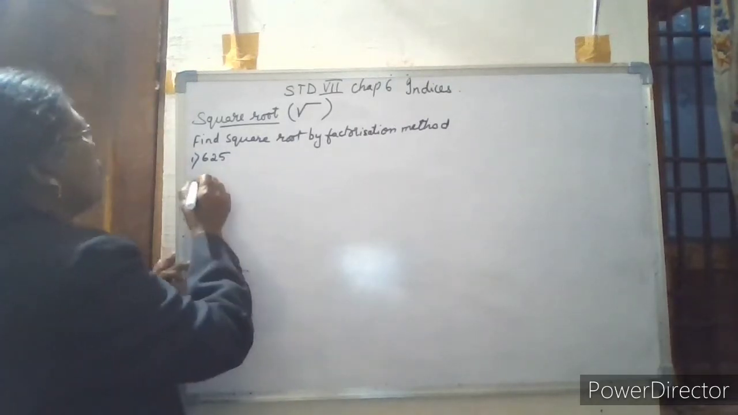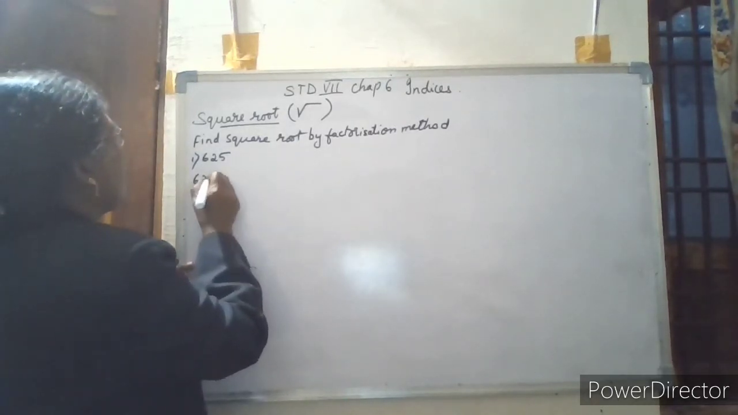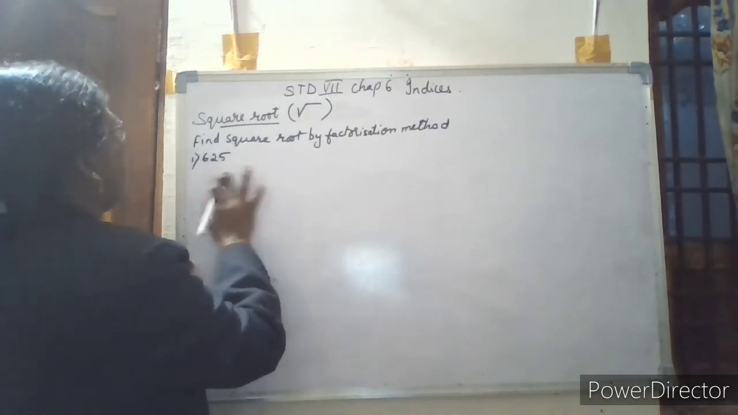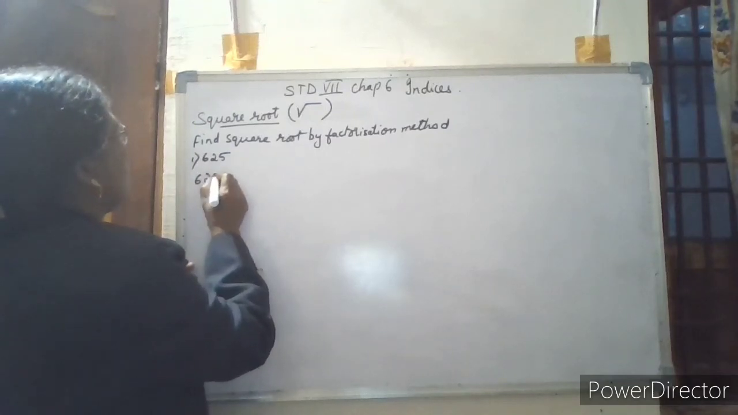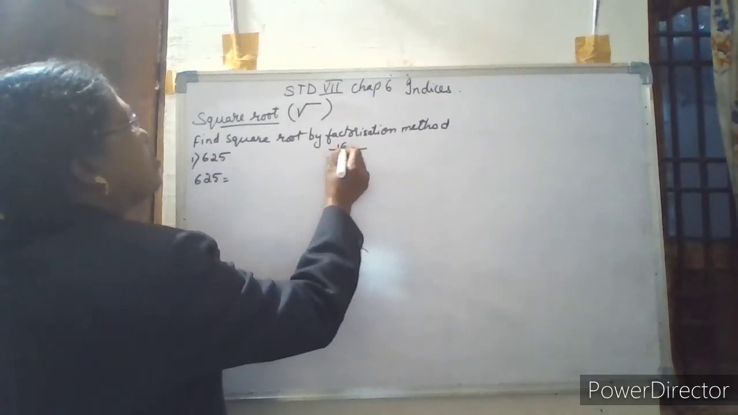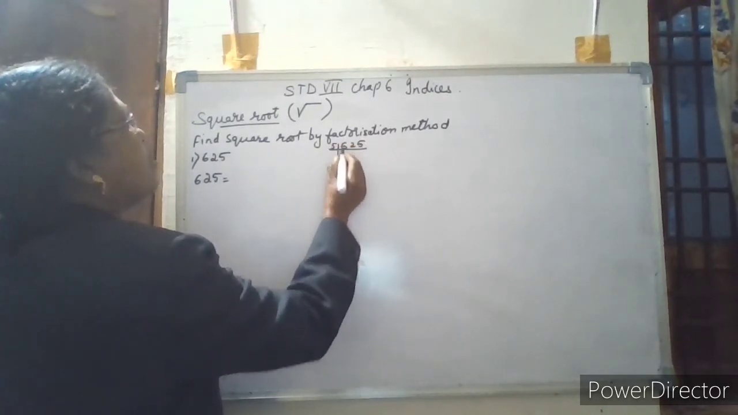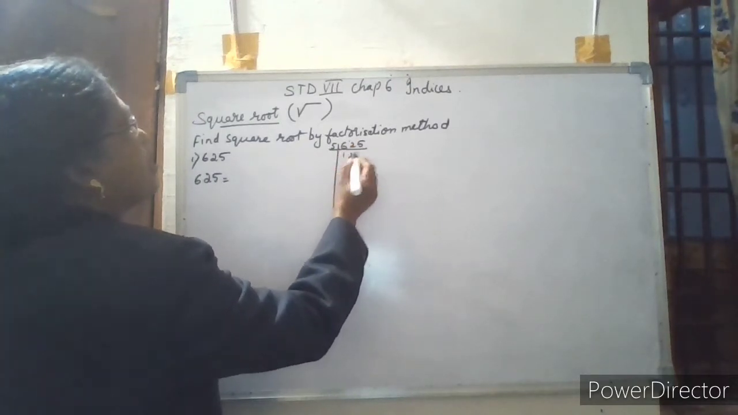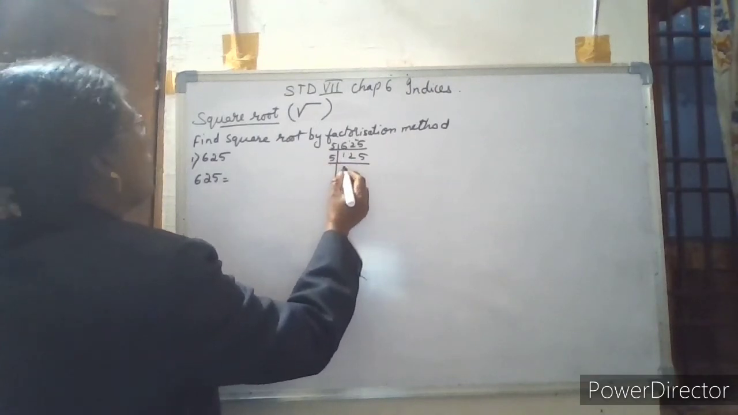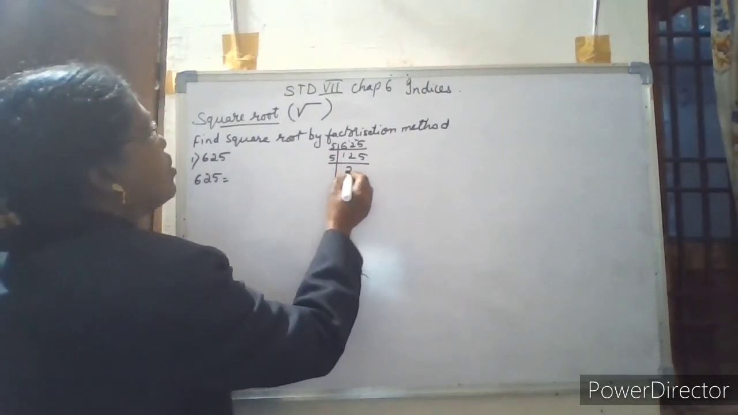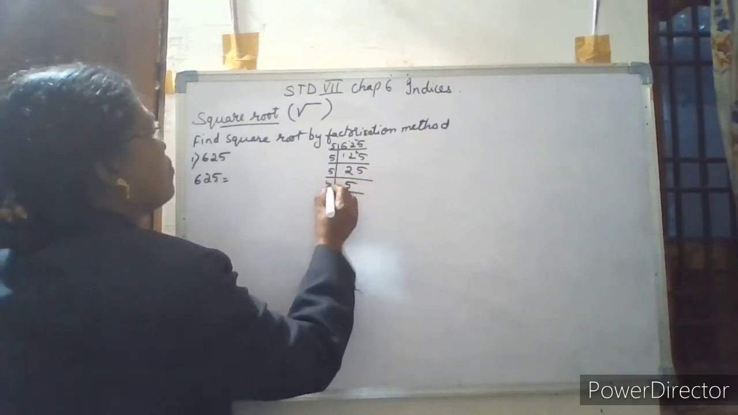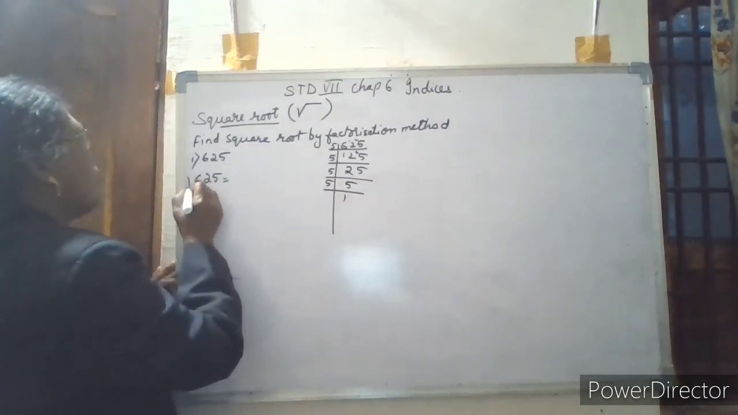We will factorize it. The square root of 625, we find the factors of 625 by this method. 625, divide by 5: 5 fives are 25, 5 twos are 10, 11, 12, carry 2, 5 fives are 25. Again divide by 5. 5 twos are 10, 11, 12, carry 2, 5 fives are 25. Again 5 fives are 25, 5 ones are 5.